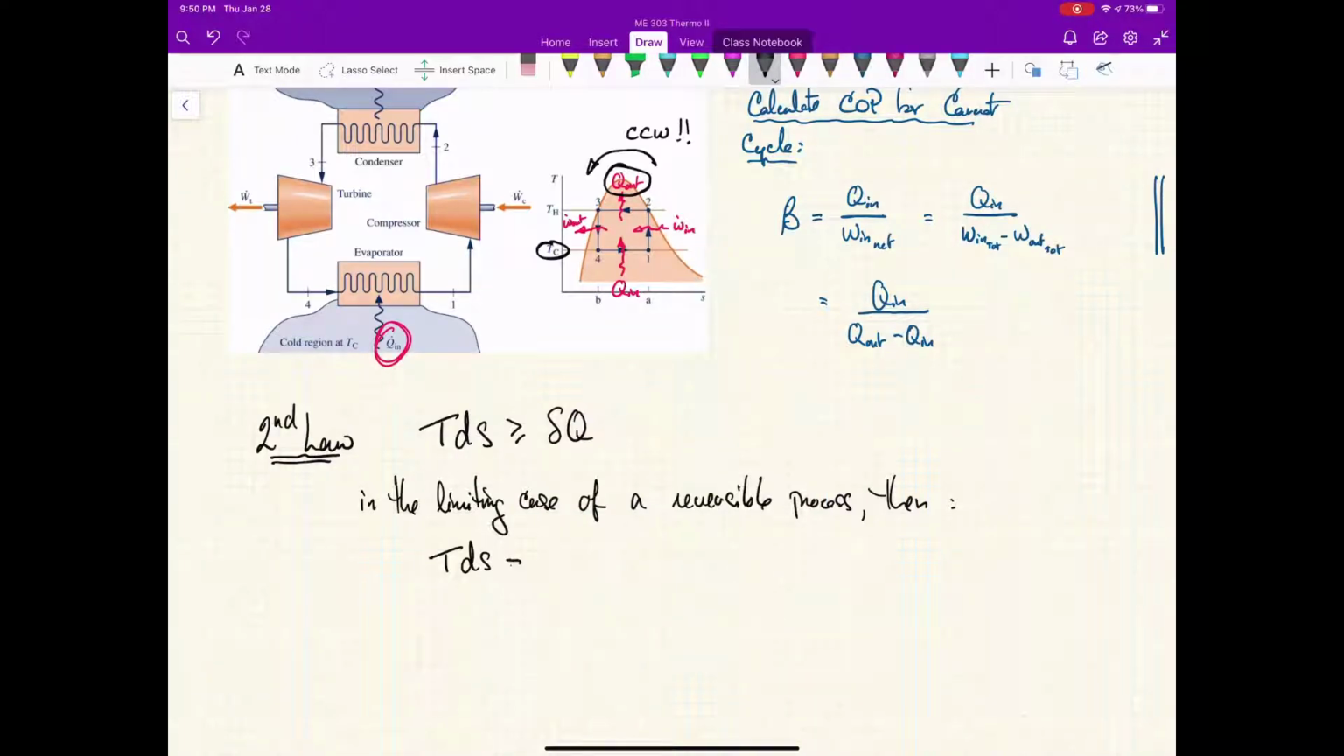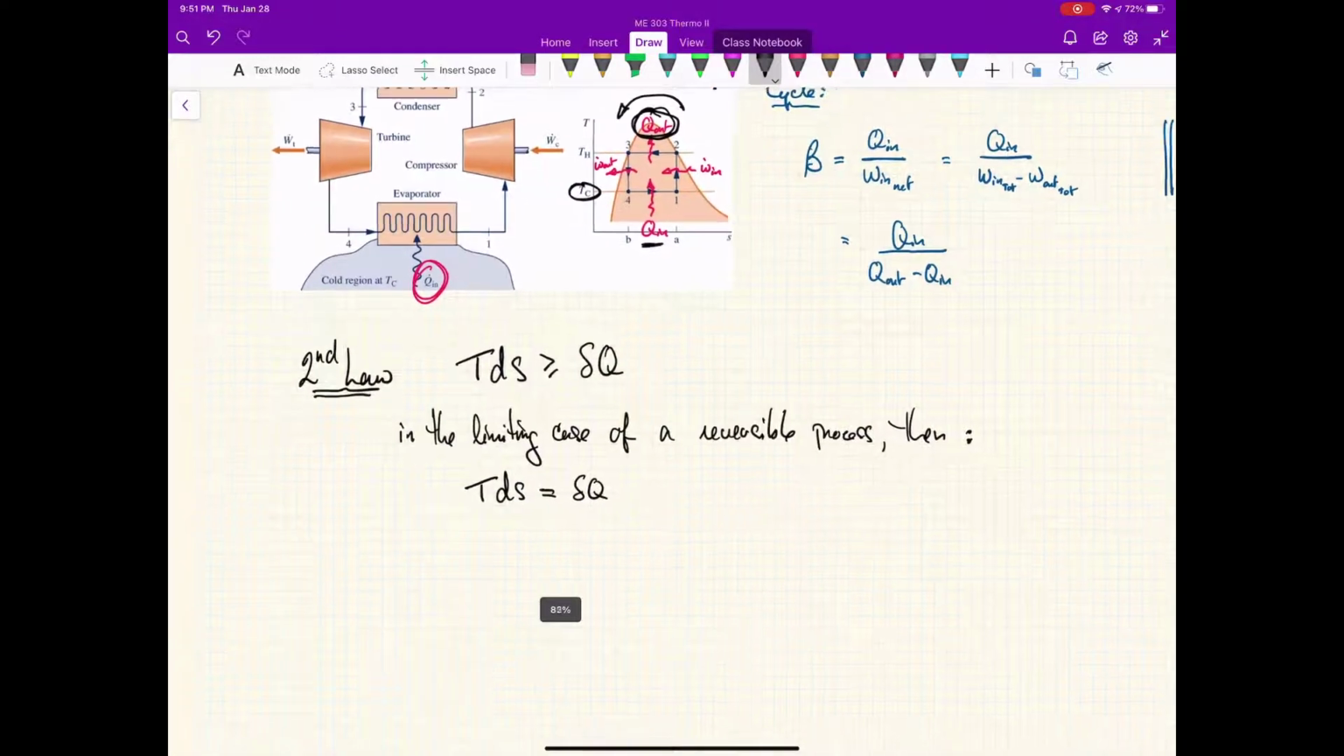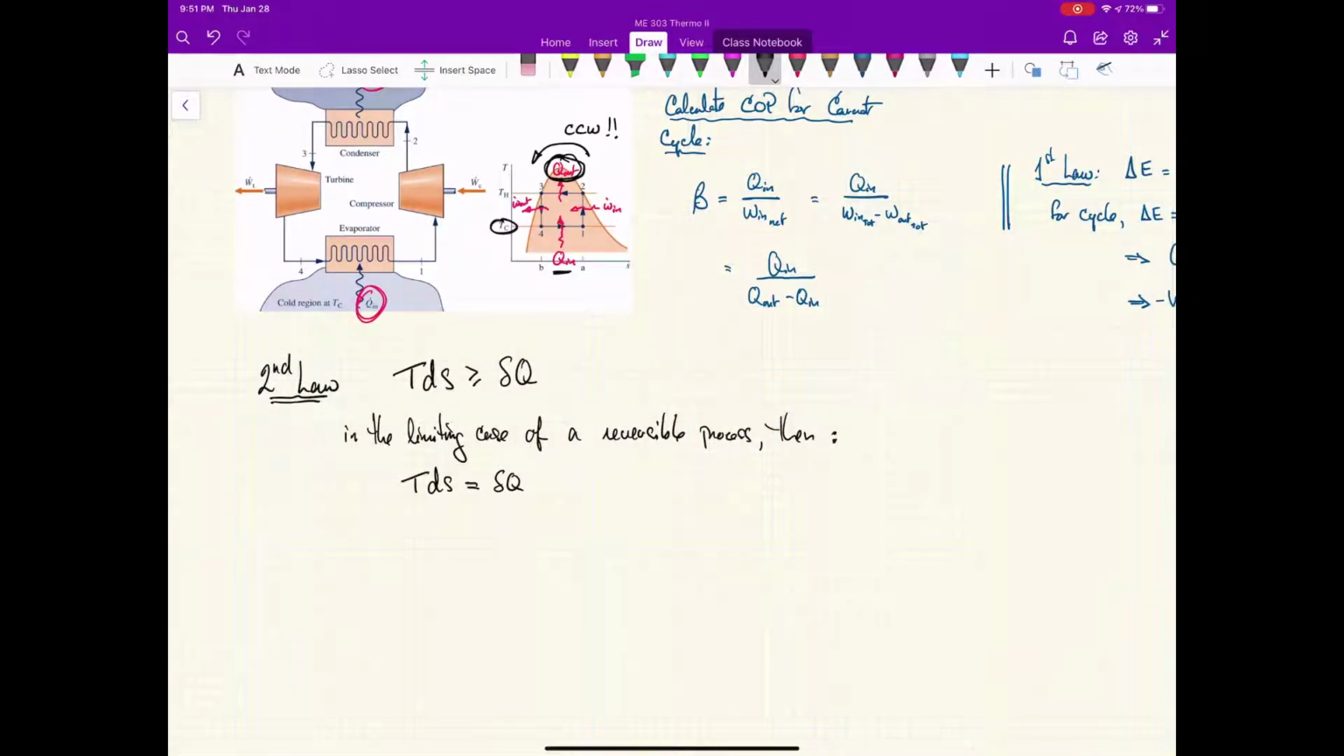And in the case of heat transfer, what that means is that the heat transfer takes place at constant temperature across a body where there's no temperature difference, or infinitesimally small temperature difference. That's what a reversible heat transfer process looks like. Okay, so we'll apply this to the Q in process and the Q out process, which is the condenser, so the evaporator and the condenser, one after the other.